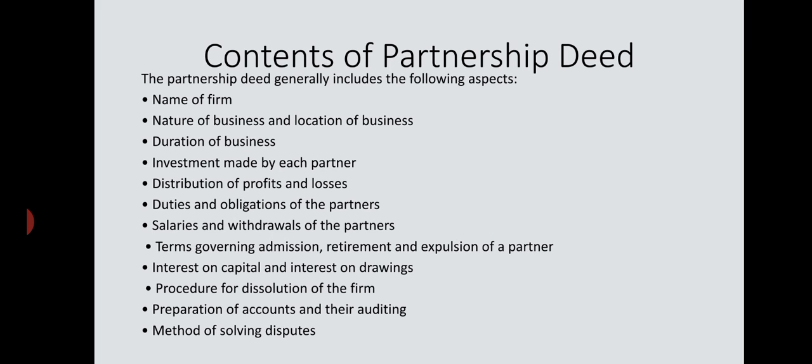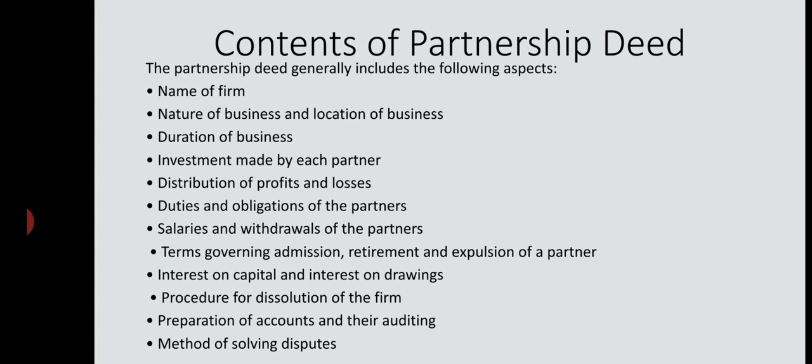A question may appear for 5 marks, a practical oriented question, to write any 5 contents of a partnership deed. The partnership deed, as I have already told, includes rules and regulations on how to conduct the business. All the terms and conditions of the partnership activities are mentioned in the form of bylaws. Such bylaws we call a partnership deed. So what are the contents of a partnership deed?